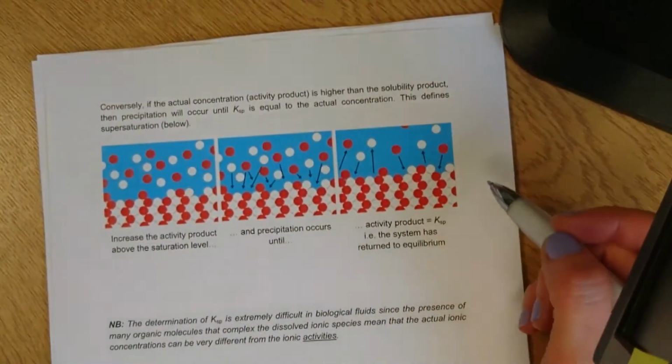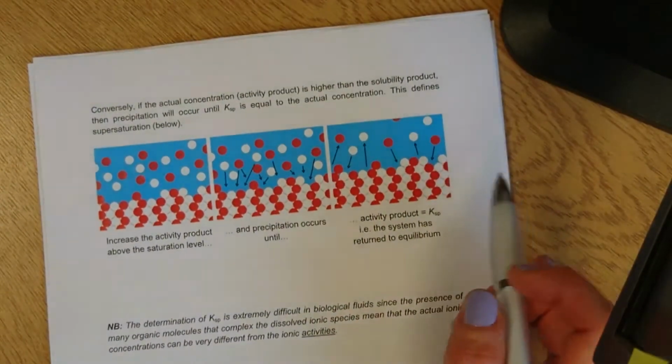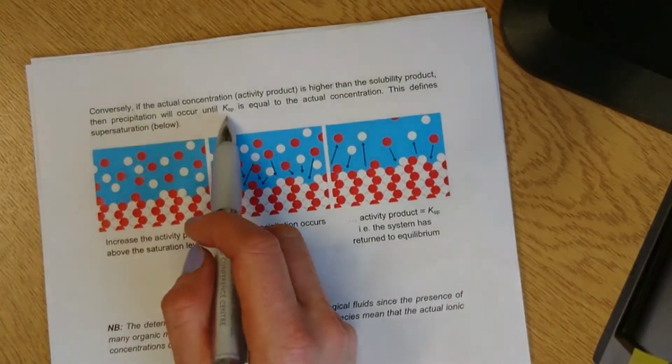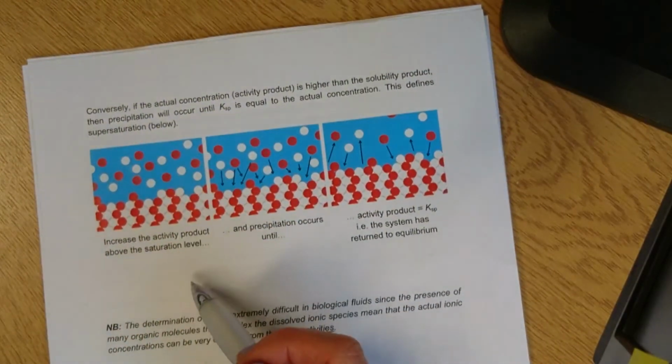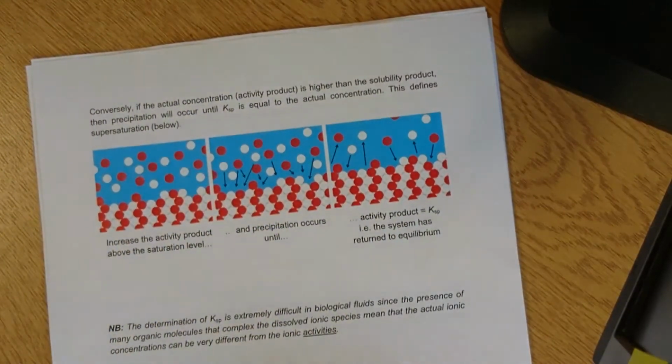Conversely, if the actual concentration, so that activity product, is higher than the solubility product, then precipitation will occur until the activity product is equal to the solubility product. So this defines supersaturation, which we'll go into later.